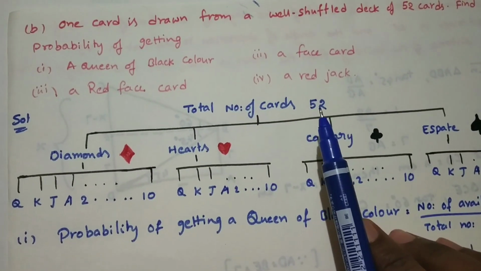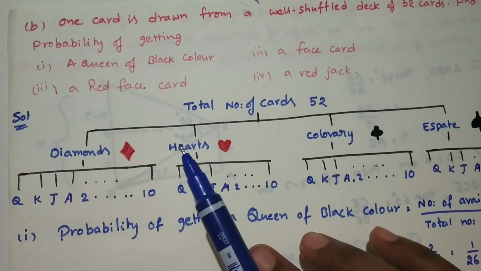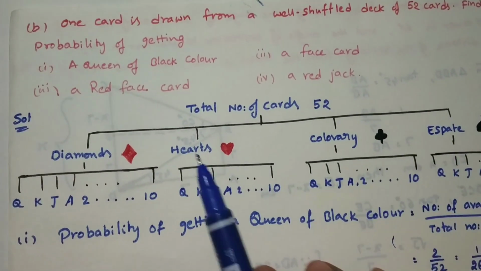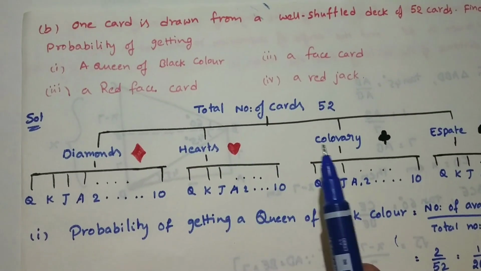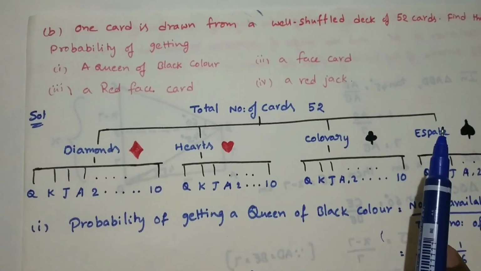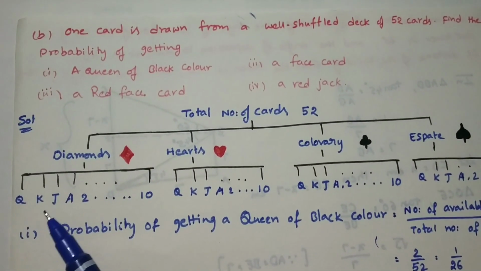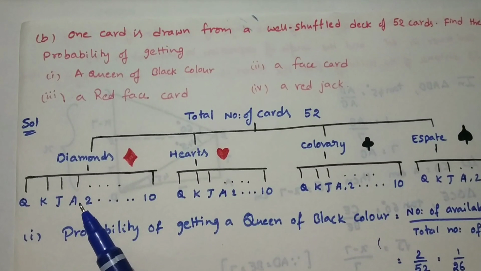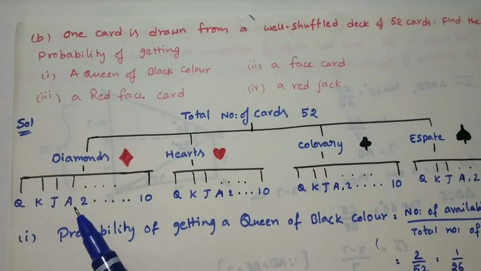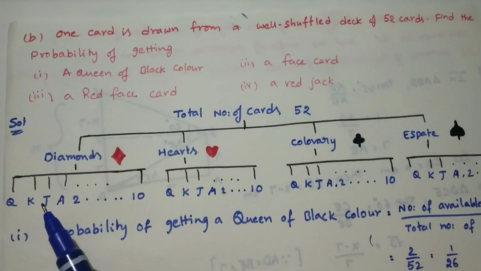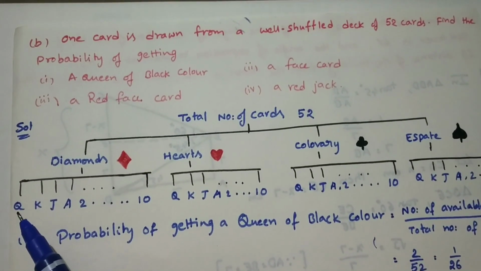Total number of cards is 52. These 52 cards are divided into four groups of 13. One is the diamond group, one is the heart group, one is the club group, one is the spade group. For each group, you are going to get one queen, one king, and one jack. And the ace is nothing but the value of 1, then 2, 3 like this up to 10. This is 11, this is 12, and this is 13, are the values.